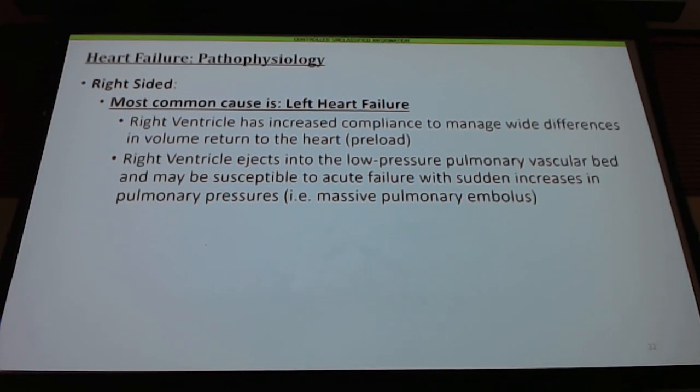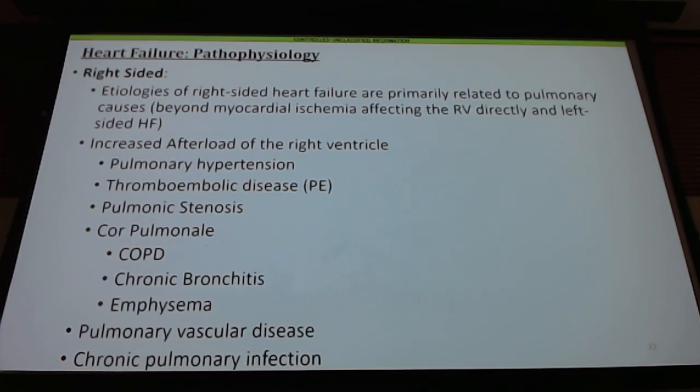When we talk about right-sided heart failure, though, the most common cause of right-sided heart failure is the left failing first. It's just backing up into the lungs, which then adds additional pressures in the pulmonary vascular system, which then goes over to the right and starts to affect the function of the right heart. So that's the most common cause of right-sided heart failure. But think of it like that, as a secondary cause of right heart failure.